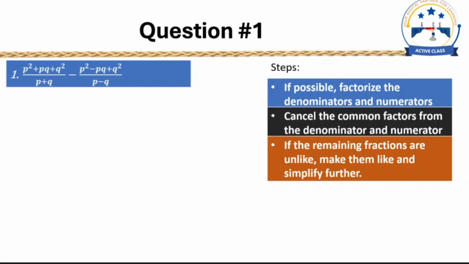Let's compare the denominators of these two fractions. Are they same? Very good. They are different. Means the fractions are unlike. Let's make them like. Can you guess how can we make the denominators of these two fractions like or same?